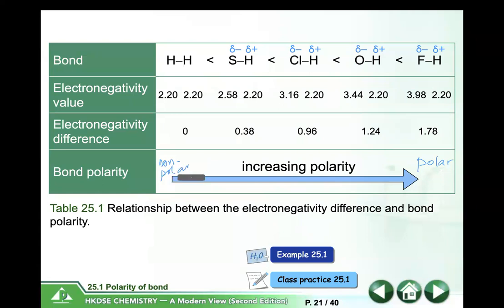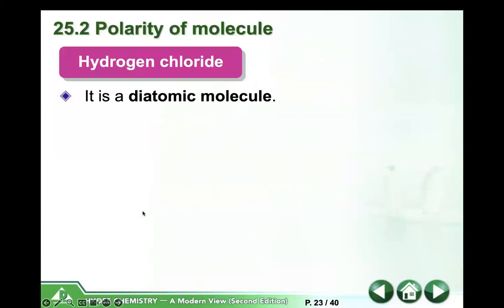Now, it is just like a continuum. The polarity generally increases when you have different atoms there. Hydrogen and sulfur, the electronegativity difference is 0.38. Hydrogen and chlorine, 0.96. Hydrogen and oxygen, 1.24. That is the increasing polarity of the polar bonds. So that is the relationship between the electronegativity difference and the bond polarity. So that's the end of 25.1.